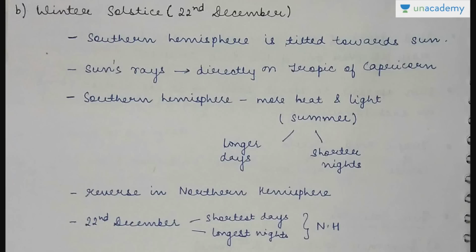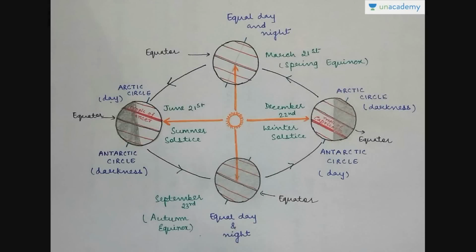We are considering from the point of view of the northern hemisphere because we are in India and India is in the northern hemisphere. So it is observed on 22nd of December. In this, the southern hemisphere is tilted towards the sun. You see this one here. This is the equator, this is the Tropic of Capricorn. The rays are directly falling on the Tropic of Capricorn and a major portion of the southern hemisphere is receiving this sunlight.